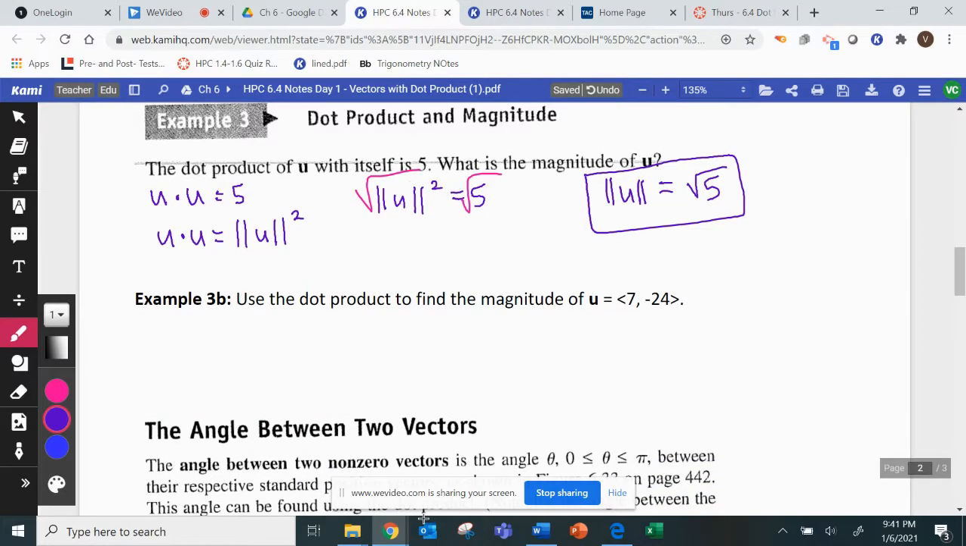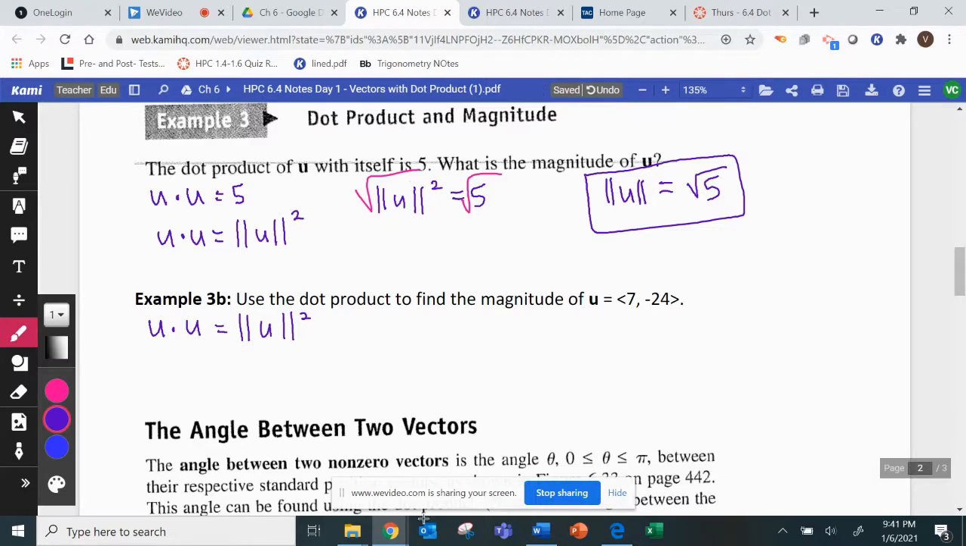Example 3b, use the dot product to find the magnitude of vector u with the component form of 7, negative 24. So we're going to use the dot product to find the magnitude. So we're using this formula right above that says u dot product u is equal to the magnitude of u squared. So I'm going to take the dot product of u times u.